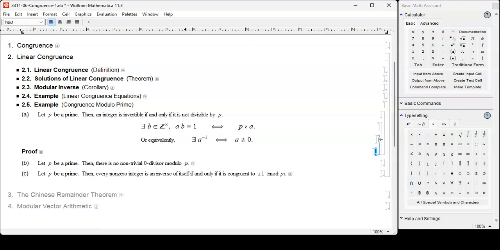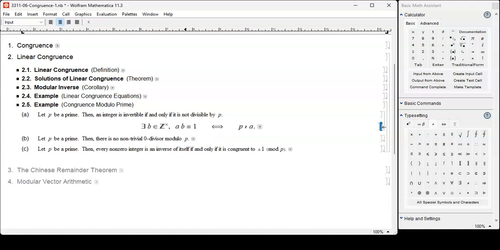So, we have it. An integer is invertible in terms of multiplication if and only if it is not divisible by p.